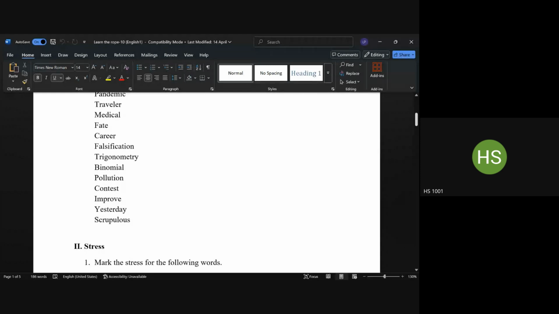Then comes career. Career. Three? Career has a diphthong. It has only two syllables. So you have ka and then rear. That ear that you hear is actually a diphthong sound.